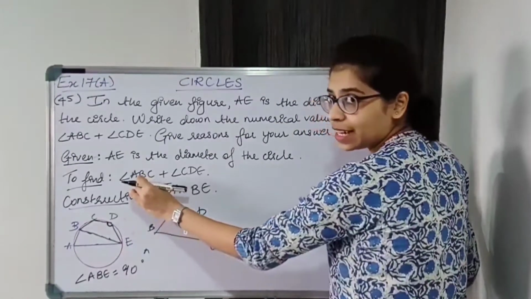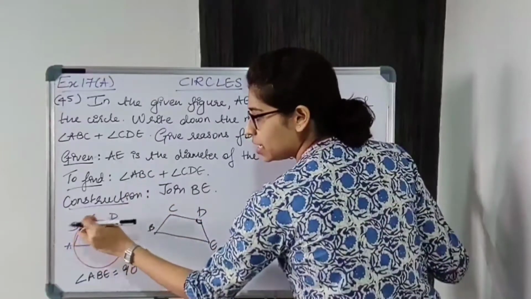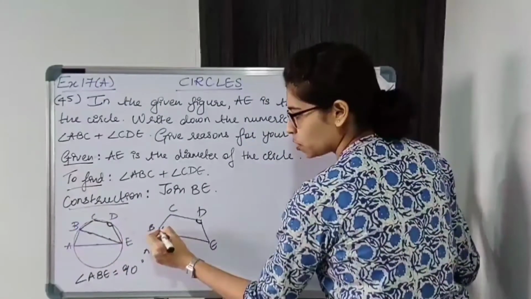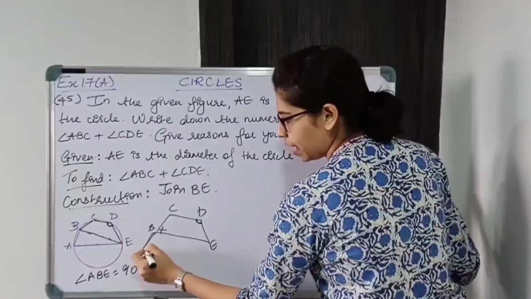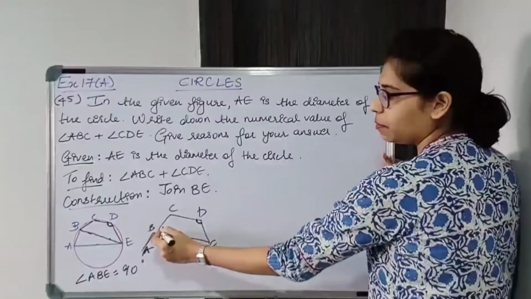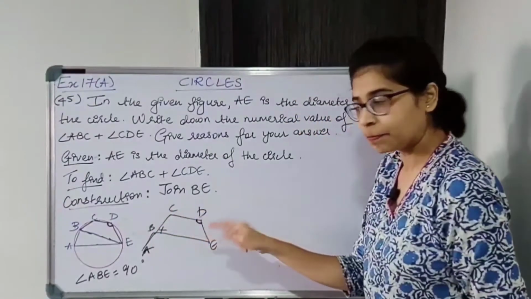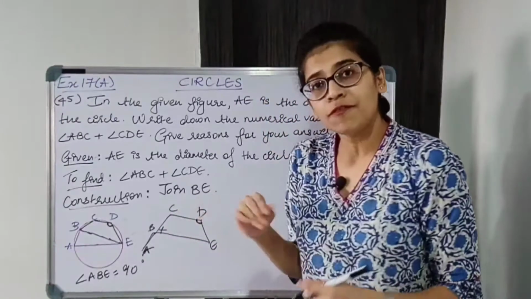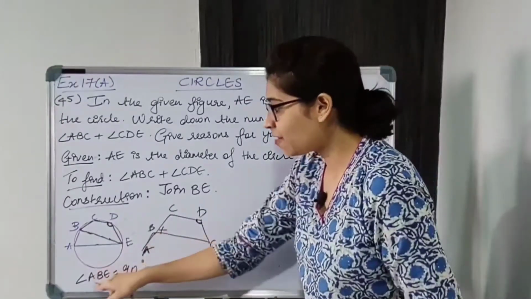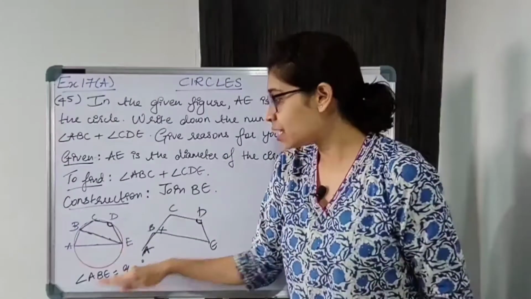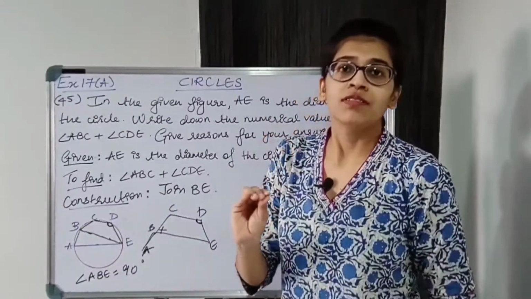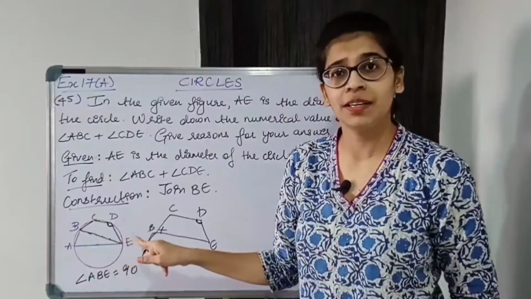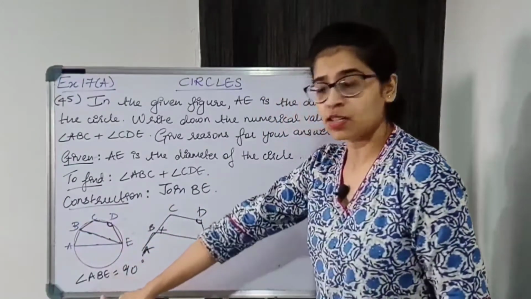Now I also need angle ABC. ABC is nothing but ABE plus CBE. So CBE, and over here there is A. So ABE and CBE together make ABC. Now students, if I find CBE plus CDE, then I already know the value of ABE. ABE is 90 degrees. So students, over here you don't need to do anything, just join this BE and we know ABE will be 90 degrees.